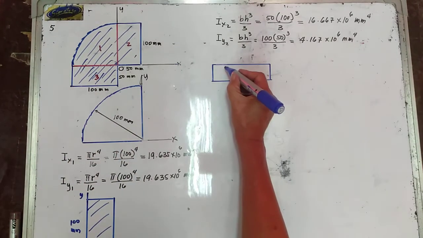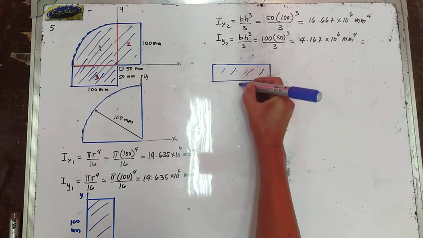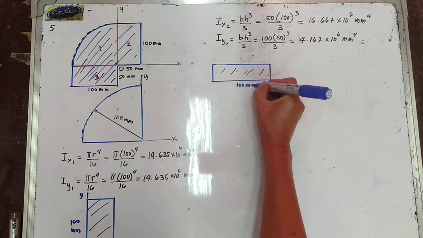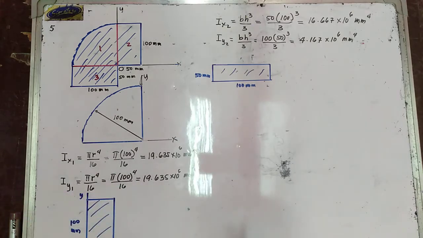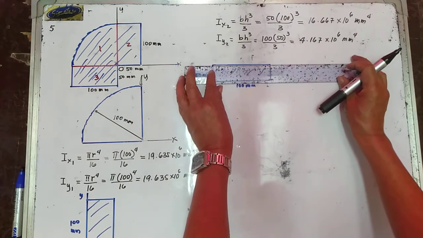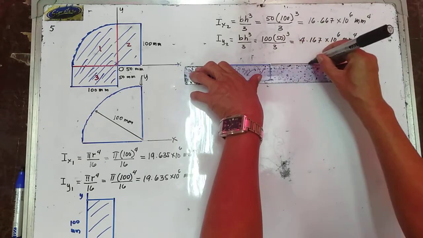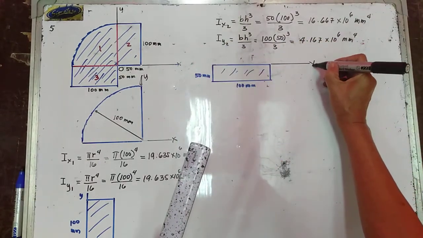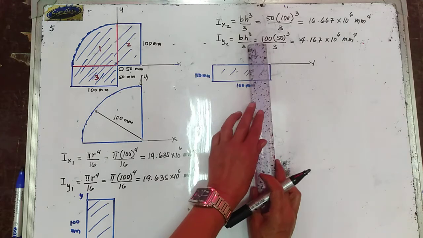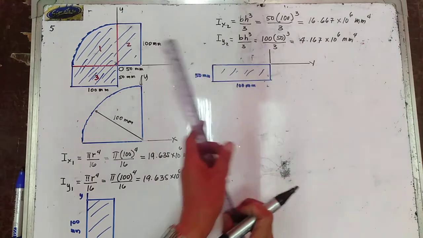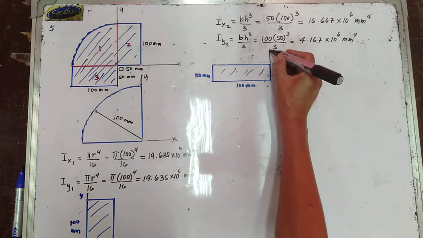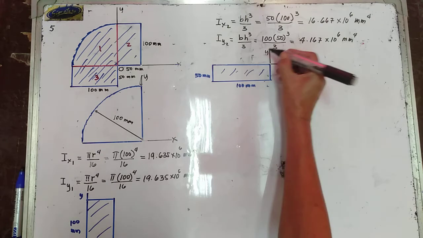So this is the last area. We have 100 millimeter, and this one is 50 millimeter. Now again, this is the x-axis, and this one is the y-axis. So this is your x, and this one is your y-axis.